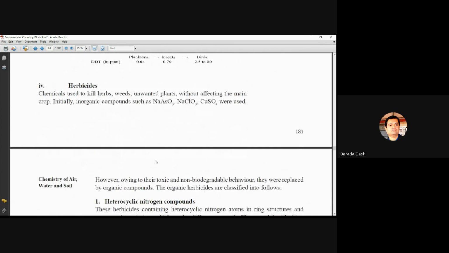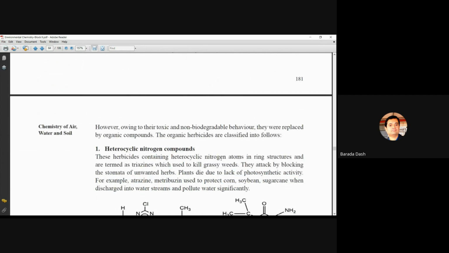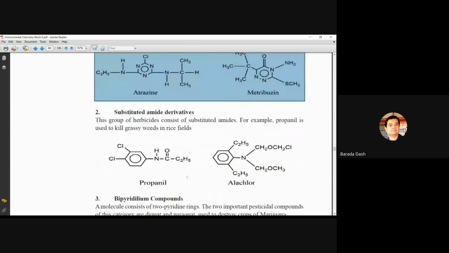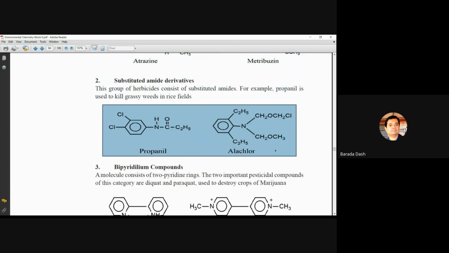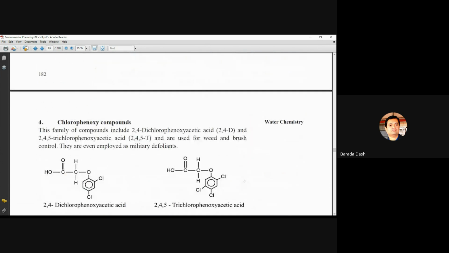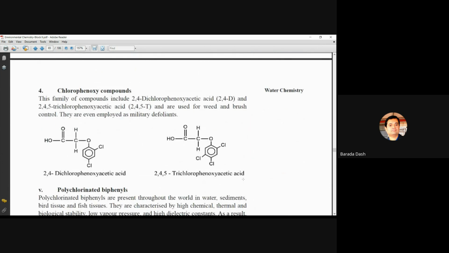Then herbicides. Herbicide means to kill herbs, weeds, unwanted plants without affecting the main crop. Initially, inorganic compounds like sodium arsenate, sodium chlorate, and copper sulfate were used. However, owing to their toxic and non-biodegradable behavior, they were replaced by organic compounds like heterocyclic compounds such as atrazine and metribuzin. These are the herbicides. Then substituted amide derivatives like propanil, alachlor, and bipyridinium compounds. Next is chlorophenoxy compounds.